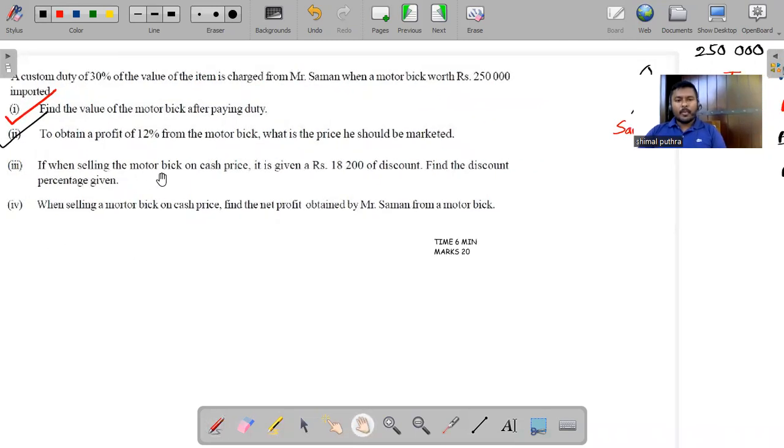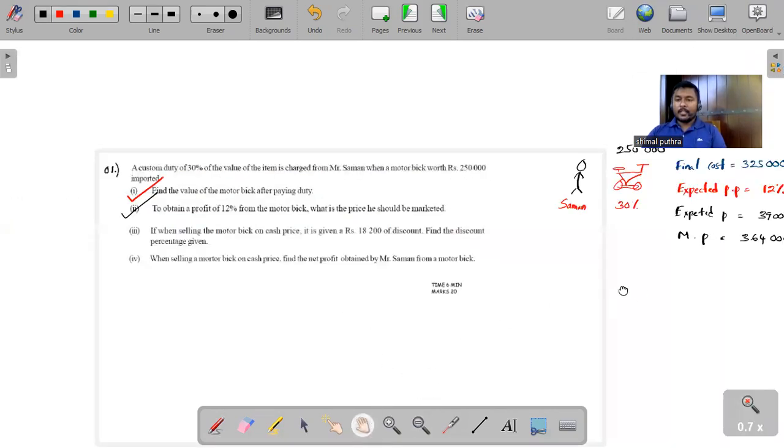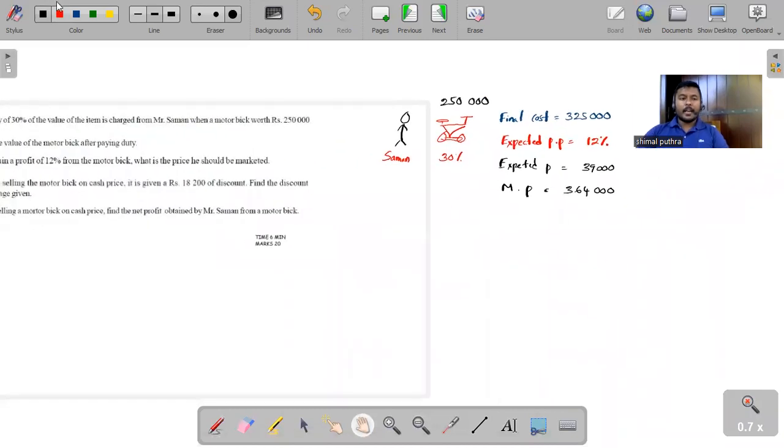If when selling the motorbike on cash price, it is given 18,200 of discount. Find the discount percentage given. Yes. So this is a businessman. He agreed to pay a discount. He agreed to pay a discount of 18,250.